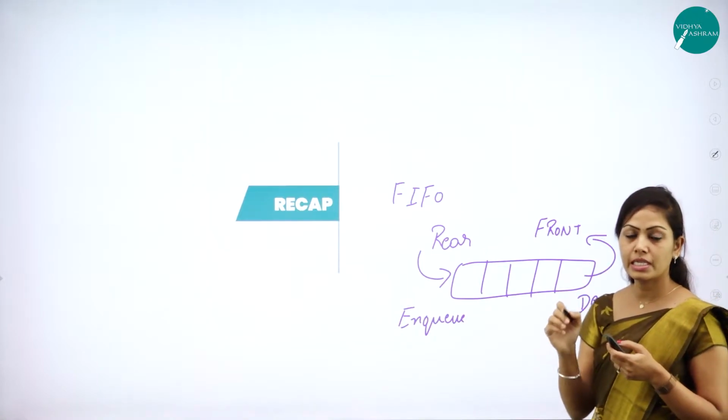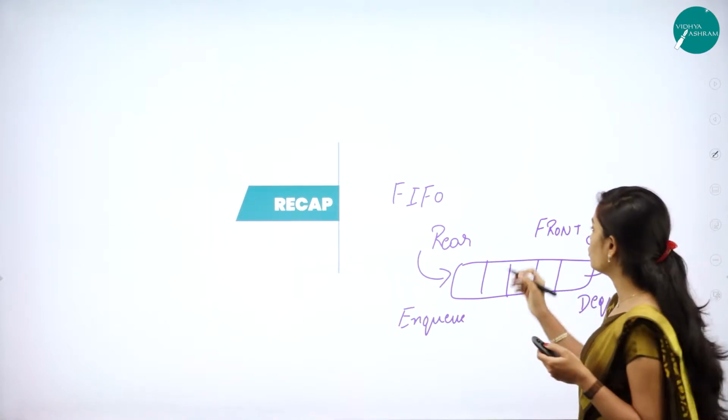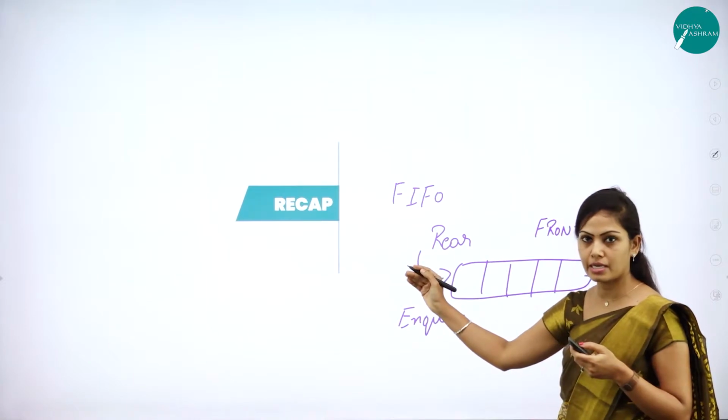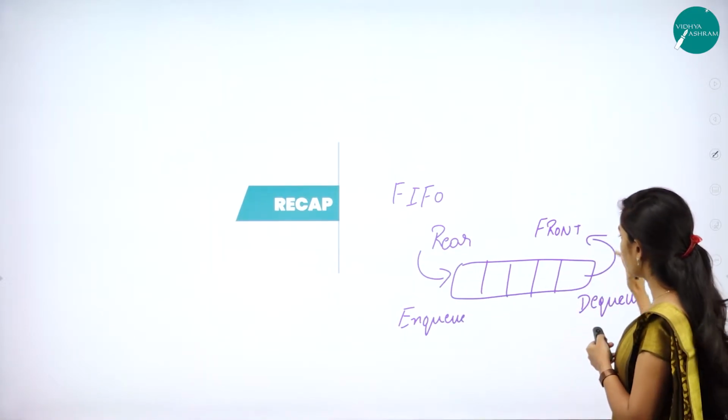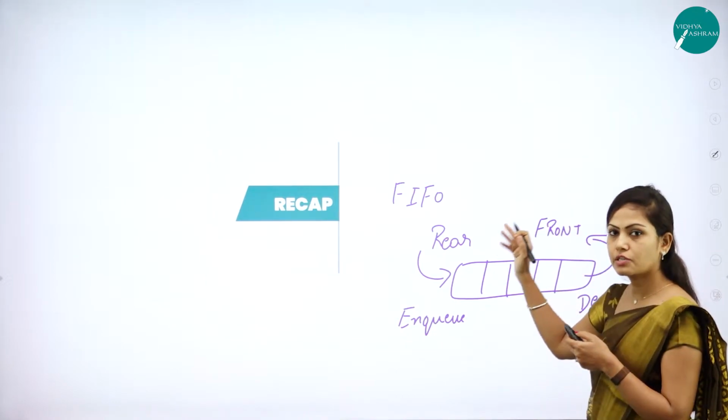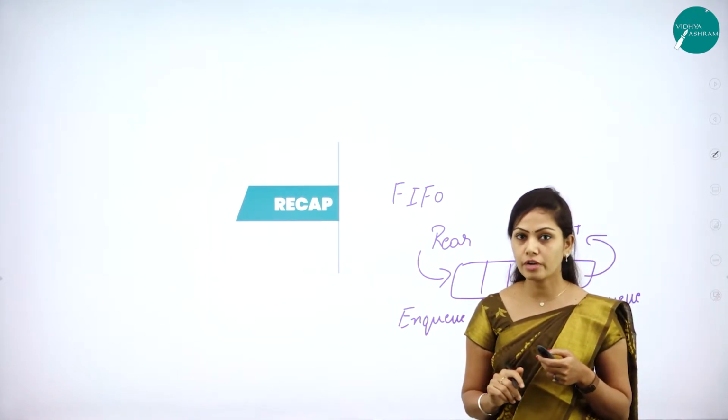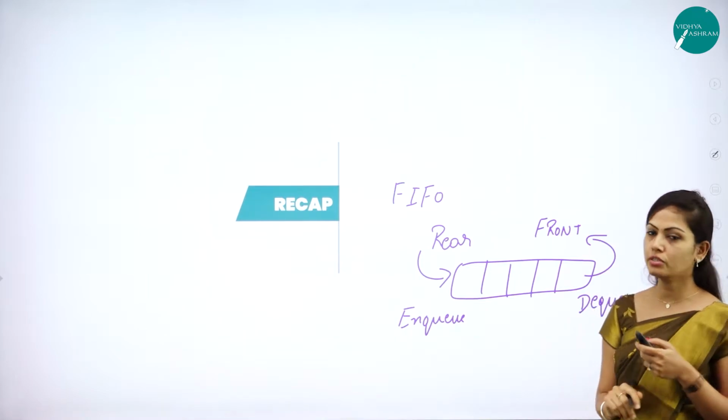So, queue is a linear data structure. It follows first in first out mechanism. The element which is inserted first has to be removed first. That is called a queue. And I also discussed the memory representation of queue.